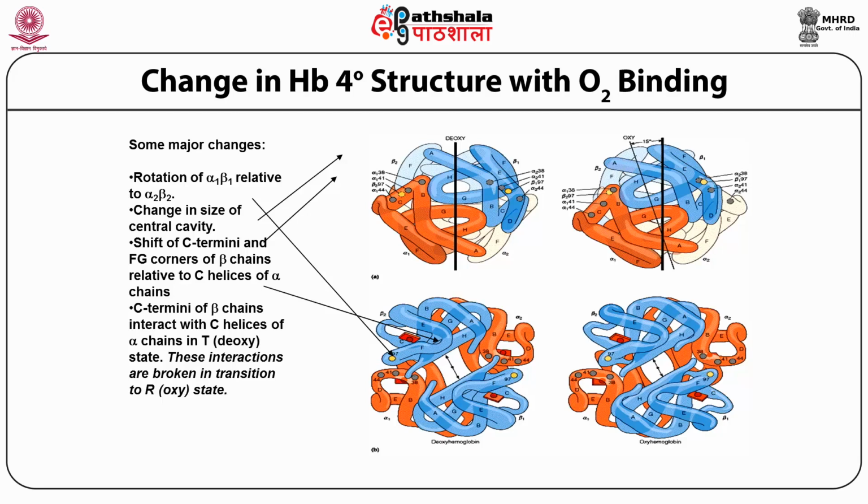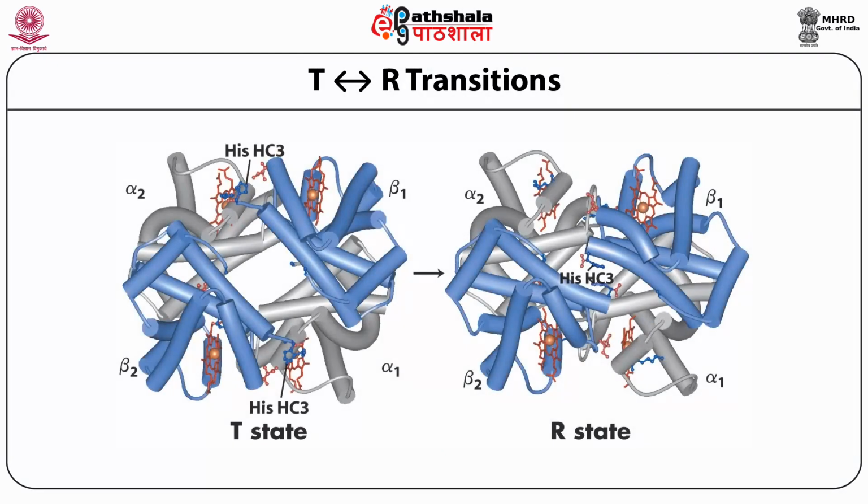Rotation of alpha 1 beta 1 relative to alpha 2 beta 2 and change in the size of the central cavity, shift of C termini and FG corner of beta chains relative to C helices of alpha chains. C terminal of beta chains interact with the C helices of the alpha chains in the T-deoxy state. These interactions are broken in the transition to the R-oxy state. This is showing the structural transition between T and R state. You can see here the structure of the T state is totally different from the R state because of the cooperative binding of the oxygen.